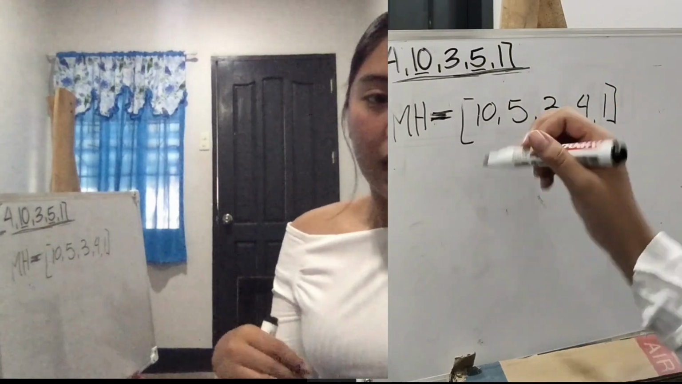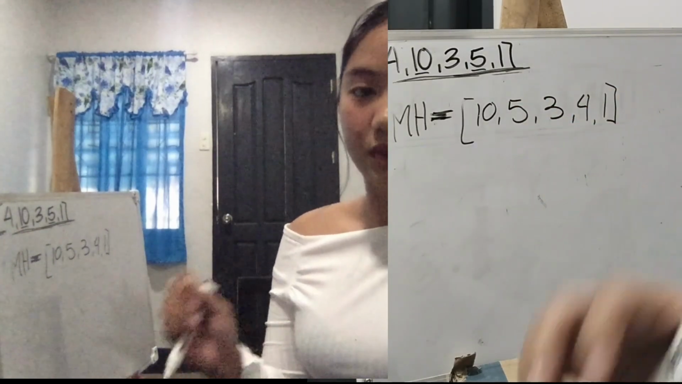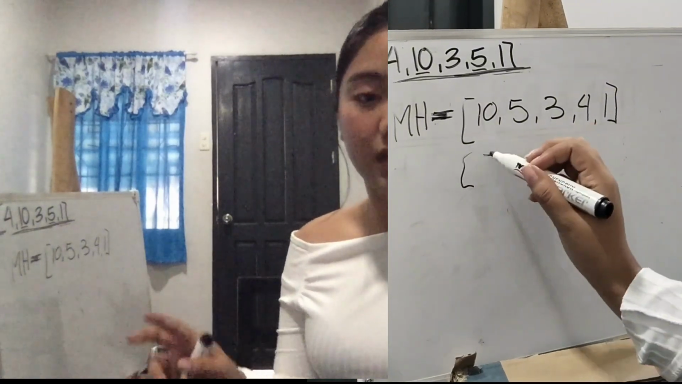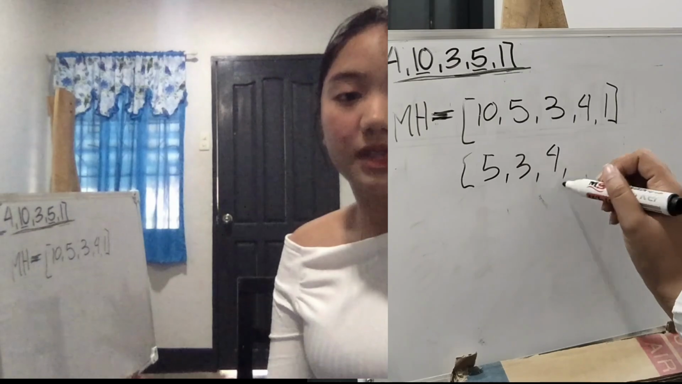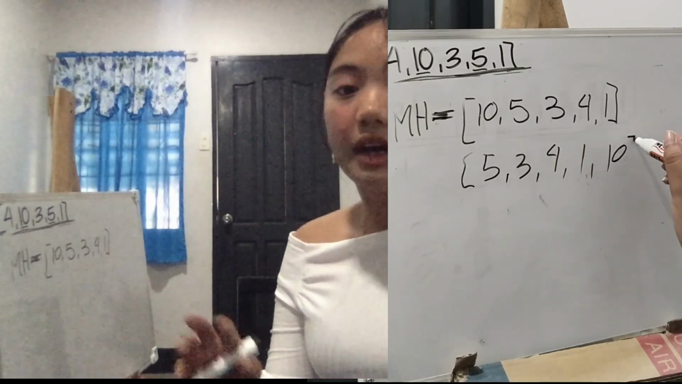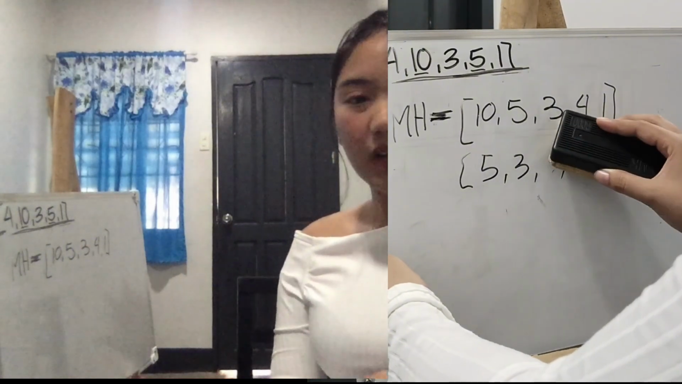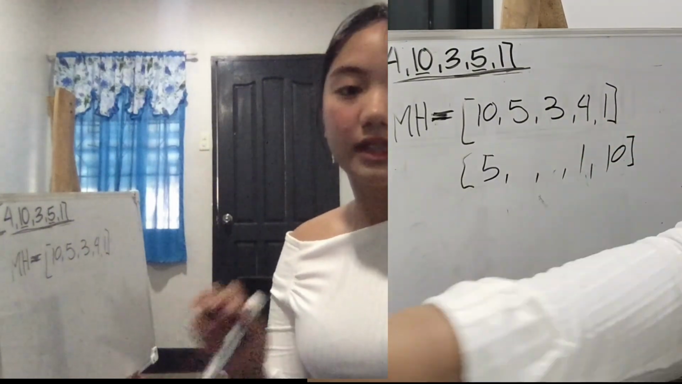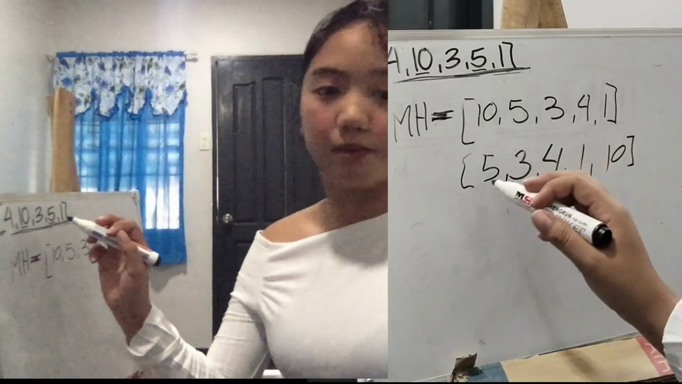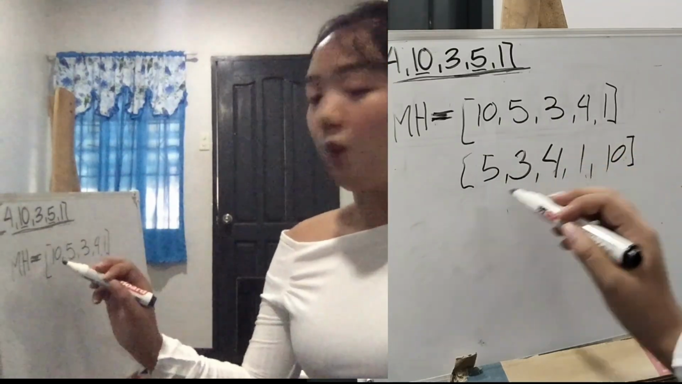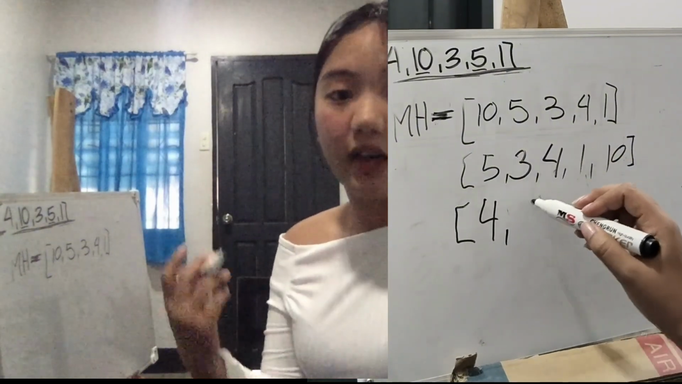So let's extract the elements from the heap. How do we do that? Swap the root, the largest element, with the last element in the heap. Reduce the size of the heap by 1 and heapify the root again to maintain the max heap property. Let's repeat this process until the heap size becomes 1. So this is our problem. Let's swap the 10 and 1 and then heapify.